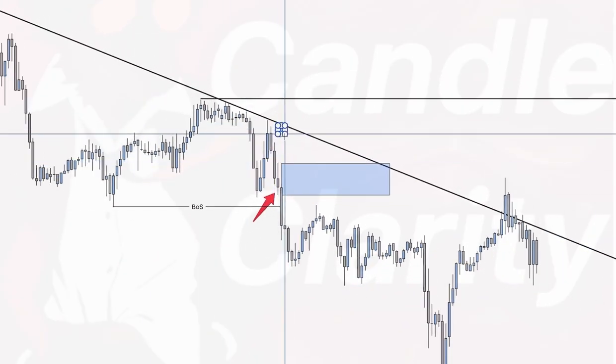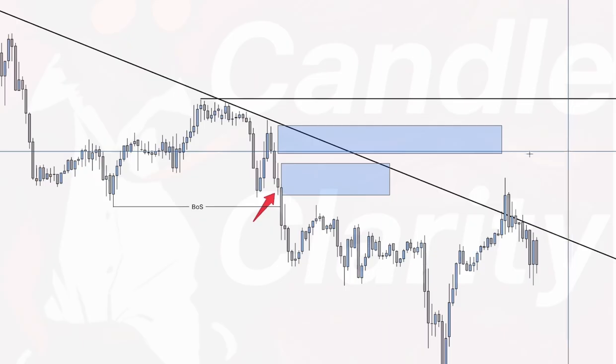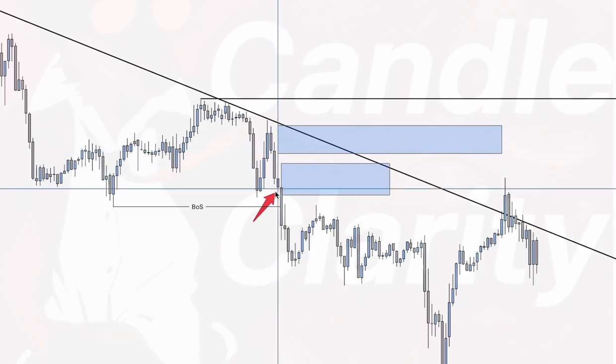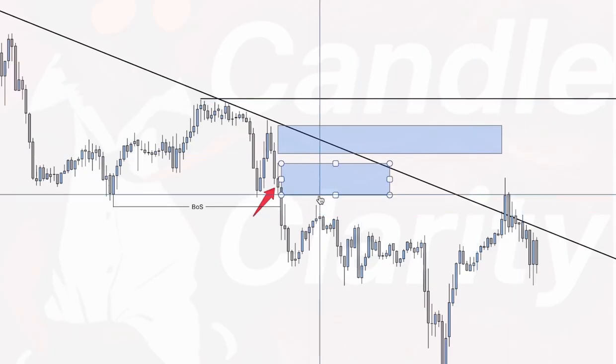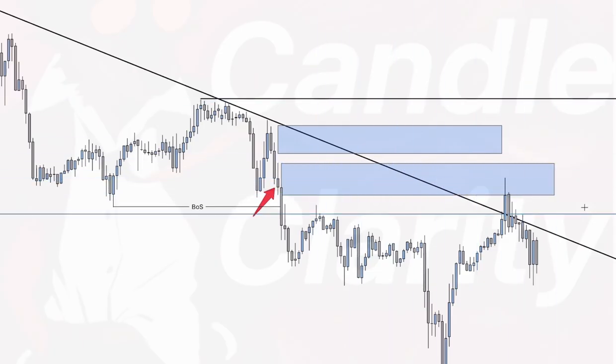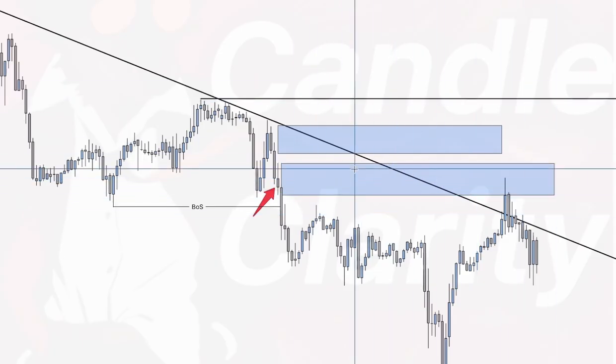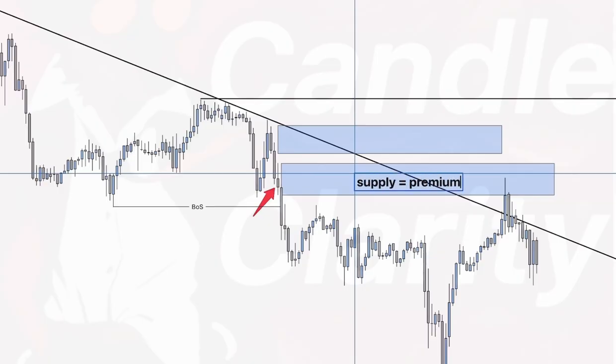We have this one at the top, which is the last candle before the initial impulse. And then we have this second one. So it's this candle here and this candle here. What these indicate is an area that sellers have seen as a premium price to sell from, okay? So essentially, a supply is just a premium price.